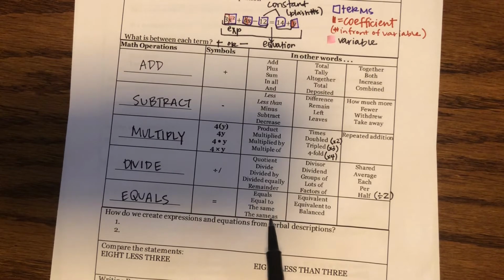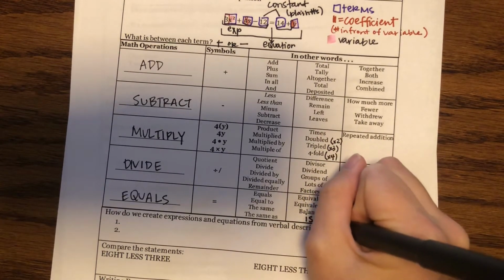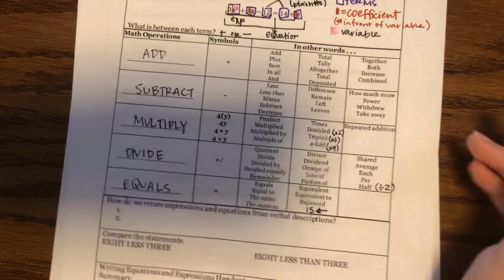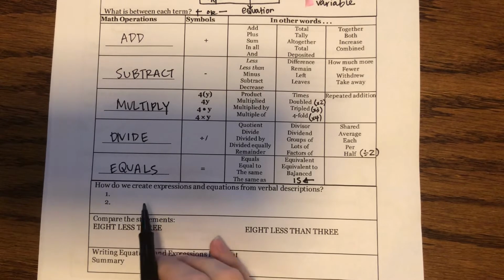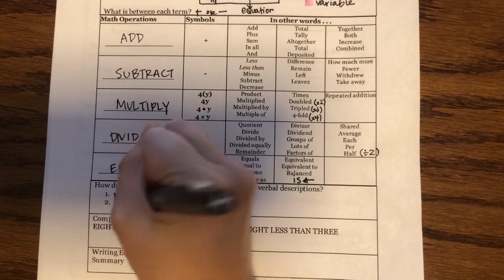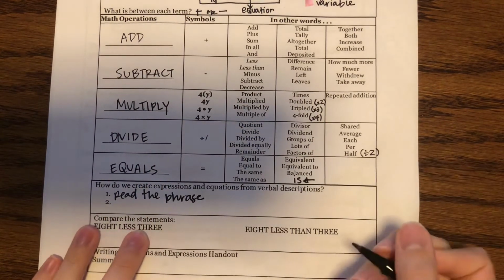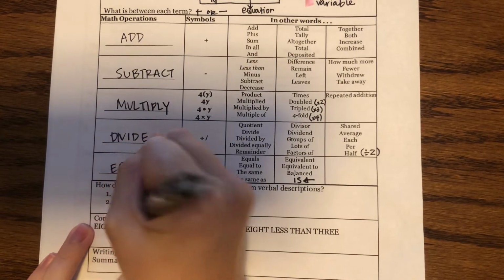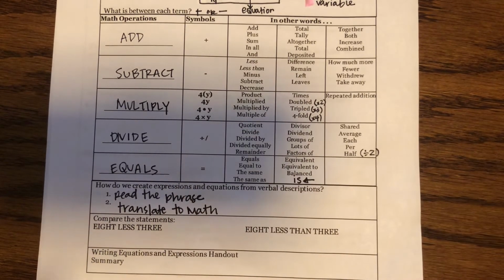And then equals, equal to, the same as, the same, equivalent. Another common one is the word is. Okay? So we're going to be creating expressions and equations from verbal descriptions. So to do that, we are going to first read the phrase, and then we're going to translate to math. So pretty straightforward on the steps. We just have to start doing that.